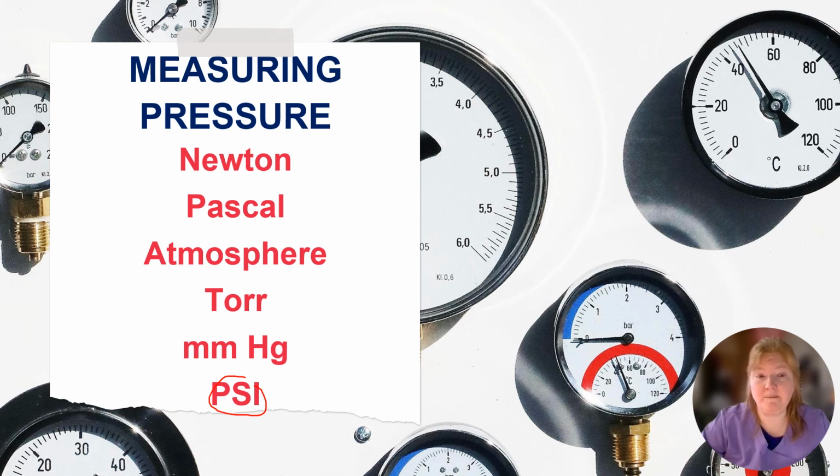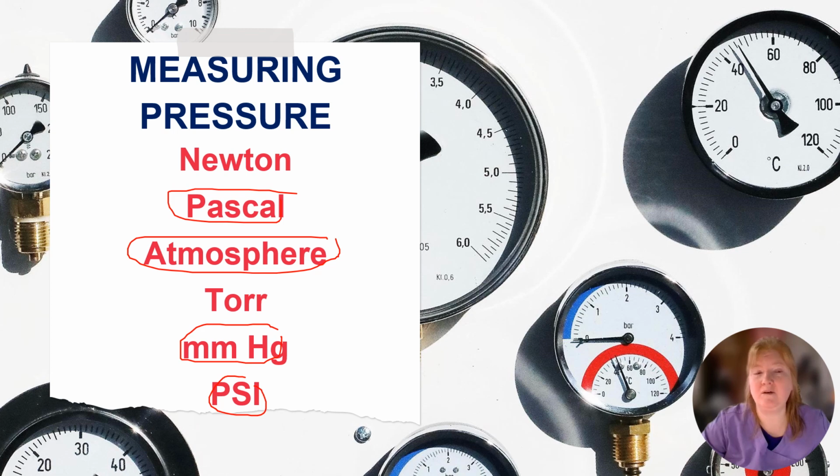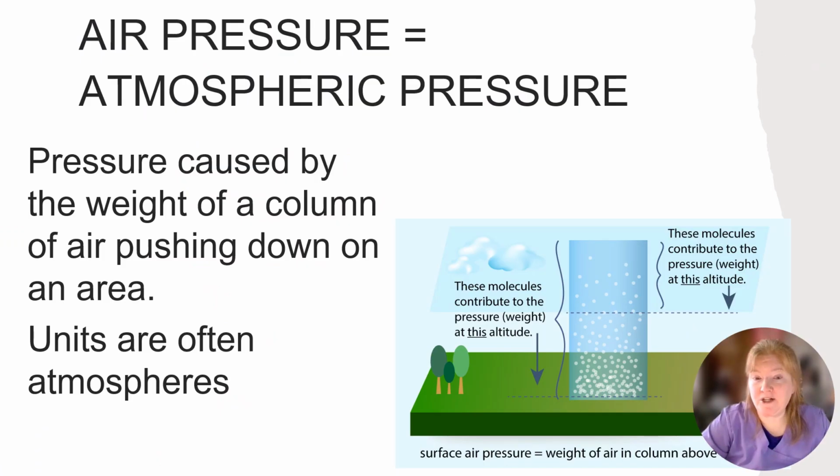What do we use in chemistry? Typically millimeters of mercury, atmospheres, and Pascal, but we typically use kilopascals, so kPa. All right, air pressure is atmospheric pressure, and it's caused by the weight of a column of air pushing down on an area. Typically, we use atmospheres.